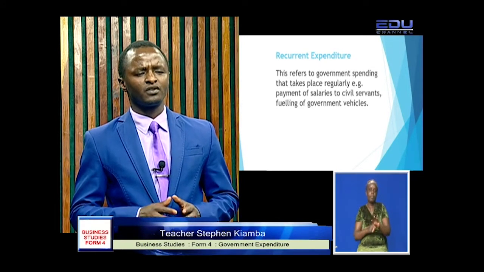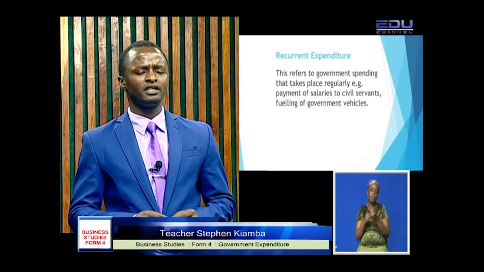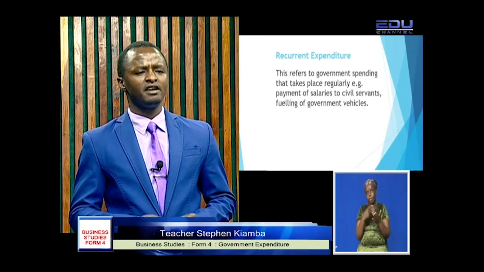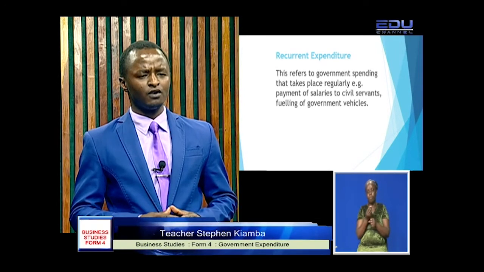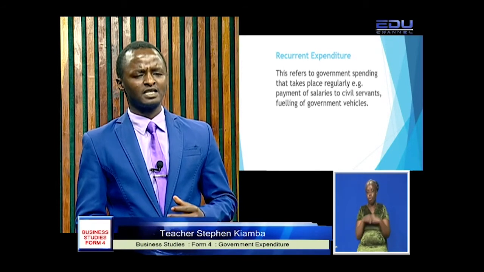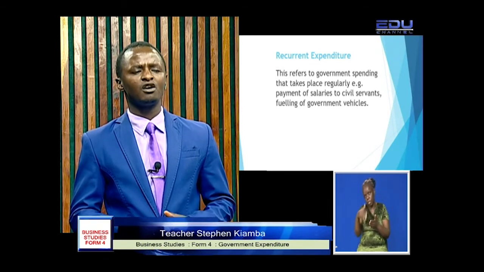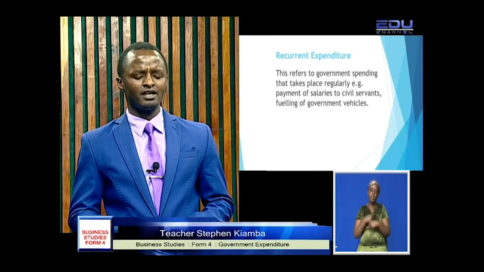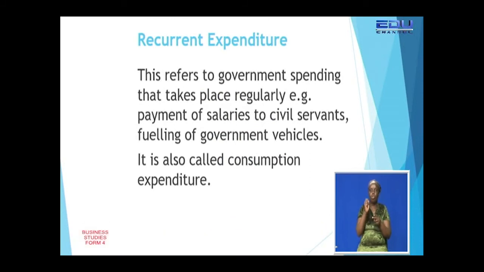For example, the payment of civil servants. They are paid on a monthly basis. That means every month the government will spend some money to pay the civil servants. So all those expenses which the government pays on a regular basis form what we call the recurrent expenditure. This form of expenditure is also called the consumption expenditure, because the government is paying for what it is using regularly.